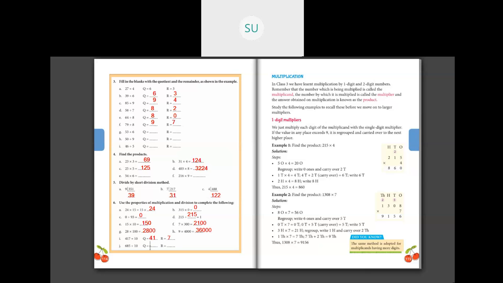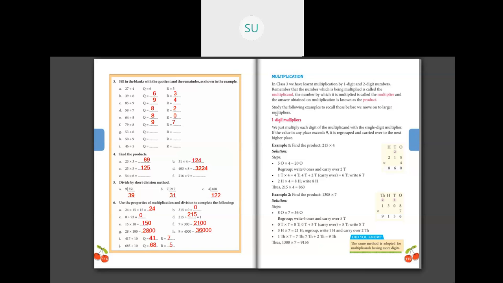Same way, 685 divided by 10. So here 68 is the quotient and 5 is the remainder. Okay, so this is basically what you'll have learnt in multiplication last year. So now in the next class, we'll see how to do multiplication by one digit multipliers and two digit multipliers. Alright, so we'll continue with multiplication in the next class.